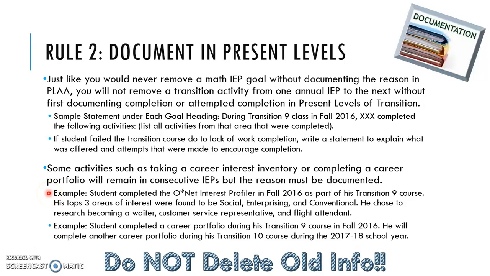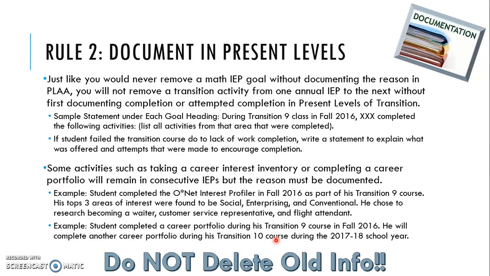So an example would be: student completed the O-Net Interest Profiler in fall 2016 as part of the Transition 9 course. His top 3 areas of interest were social, enterprise, and conventional. He chose to research becoming a waiter, customer service representative, and a flight attendant. This is just tracking that something happened this year and that during the Transition 10 course he is going to do it again.